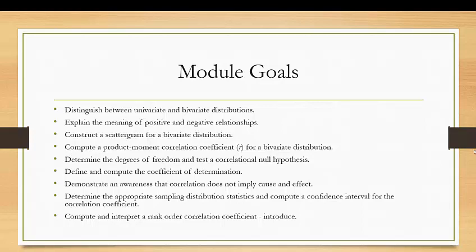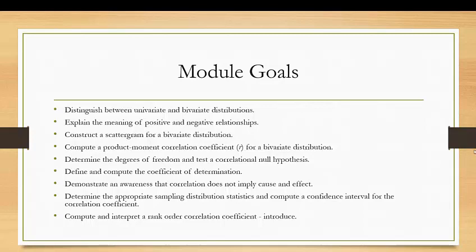Define and compute the coefficient of determination. Demonstrate an awareness that correlation does not imply cause and effect. Determine the appropriate sampling distribution statistics and compute a confidence interval for the correlation coefficient. And then finally compute and interpret a rank order correlation coefficient. And we will just introduce this concept. So with that, and these sound pretty reasonable, we can get this done.